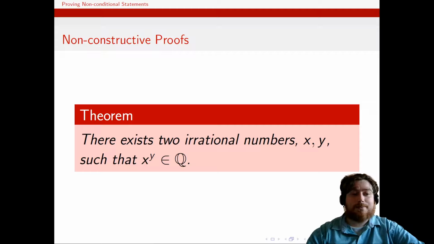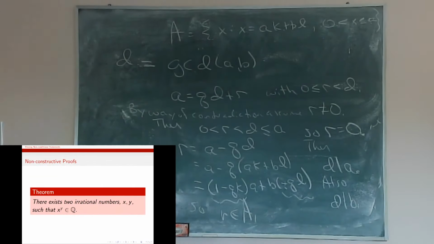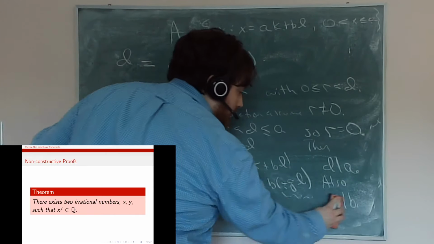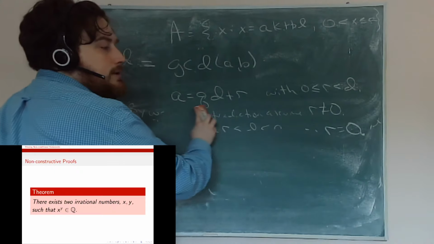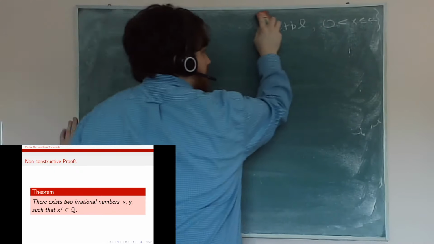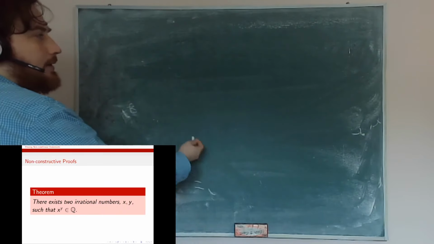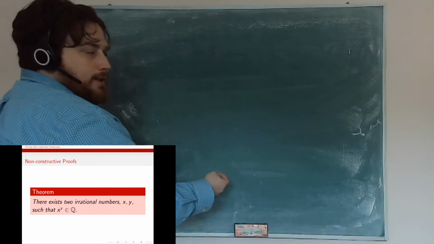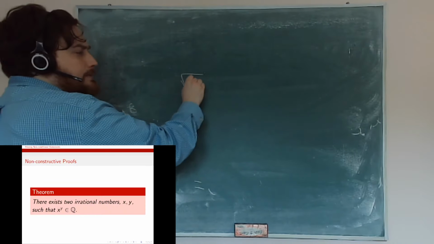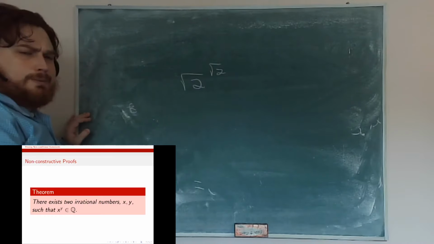So how am I going to do that? The point here is I want to take two irrational numbers and raise one to the power of the other and show that I must get a rational number. And so what I'm going to do is, the only irrational number that we've proven is irrational so far is the square root of 2. So let's just try the square root of 2 to the square root of 2.